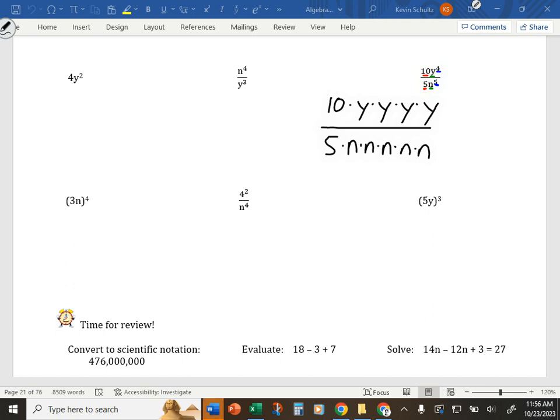So now when we write this out, plugging in our variables, we have a 10 and y is 3. So 3 times 3 times 3 times 3. And then in the denominator, we have 5, and then 2 times 2 times 2 times 2 times 2. What do we get? What's 10 times 3 times 3 times 3 times 3? Yeah. 810. What is 5 times 2 times 2 times 2 times 2 times 2? 160.